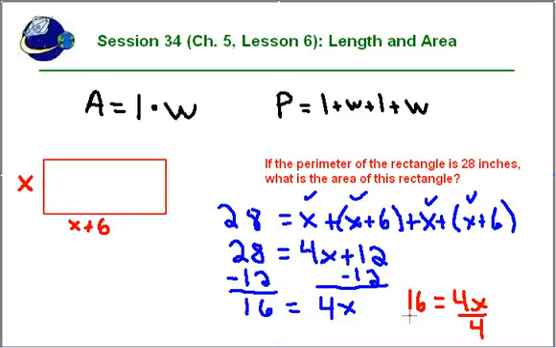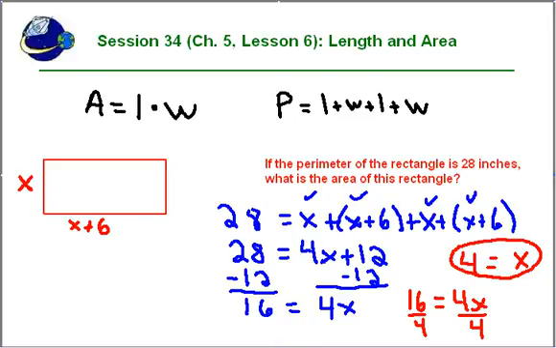If I divide the right by 4, I have to come to the left side and divide it by 4 as well. What is 4 times x divided by 4? Well, that's just simply x. And then what's 16 divided by 4? 4. So we know that x is equal to 4.